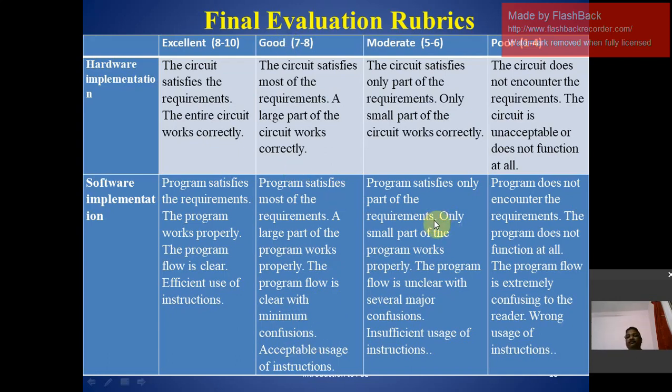Then moderate: the program satisfies only part of the requirements, only a small part of the program works properly, the program flow is unclear with several major confusions and insufficient use of instructions. Therefore, it comes under the moderate category. In poor, the program does not meet the requirements, does not function at all, the program flow is extremely confusing to the reader, and instructions are used wrongly. So this is the software implementation. It is also for 10 marks.